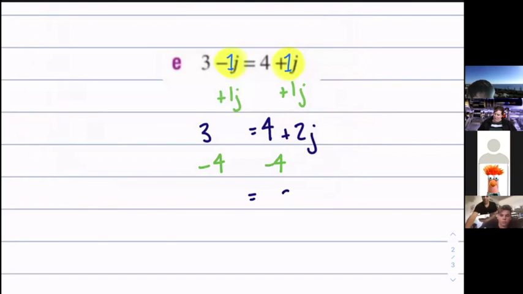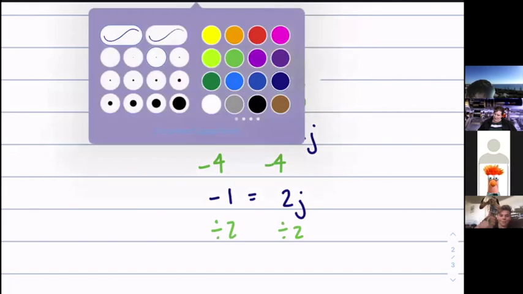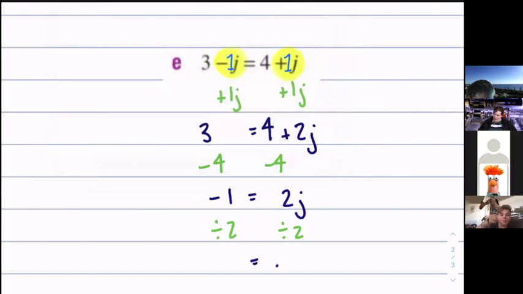So we've got 2j on the right-hand side. I mean, that plus is still there, but we don't bother writing it now. And that 3 minus 4, negative 1. So now we need to divide by 2. So we get j equals negative 1 over 2.